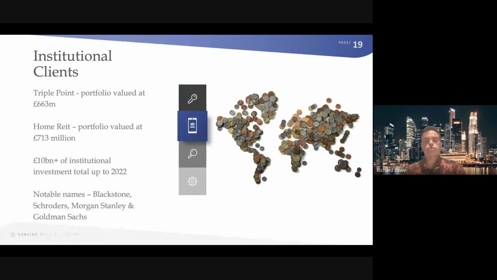Now, social housing, because of its low risk, high yielding, hands-off management, has meant that institutional investors have really been very interested in this asset class. One institutional investor called Triple Point has a portfolio of over 600 million. HomeRit has a portfolio of over 700 million. And when we look at major investors like Blackstone, Schroders, Morgan Stanley, Goldman Sachs, they've invested a combined over 10 billion into UK social housing.